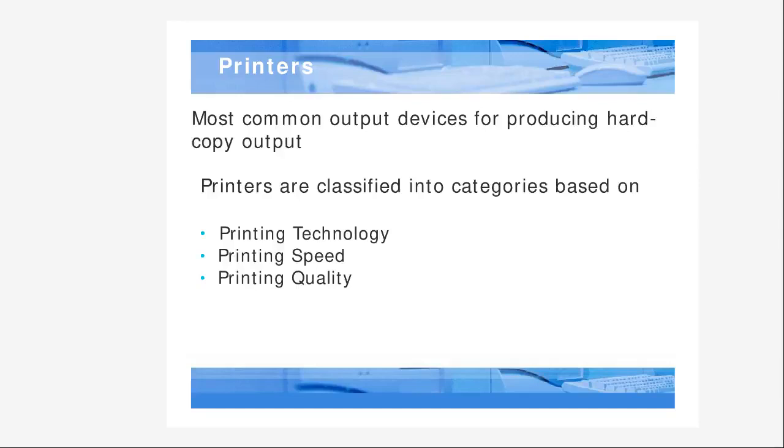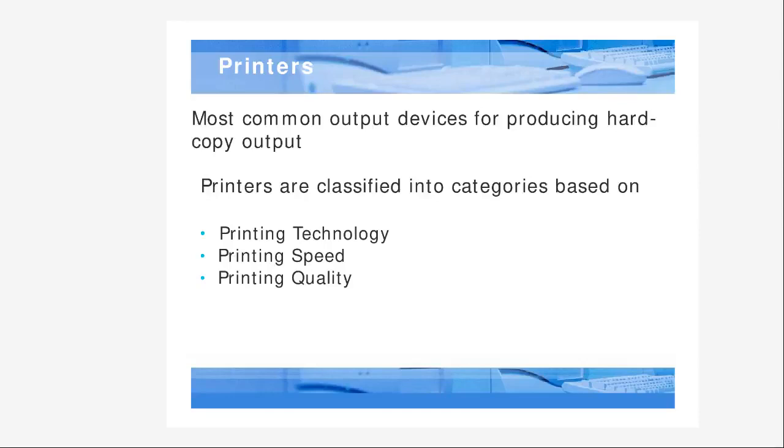So that's why the printer is called what? Hard copy output. Why is it called hard copy output? Because this device produces the output on paper or on any other materials. So how do we classify printers? We use many types of printers. How do we classify all these printers? According to their printing technology, printing speed, and quality.